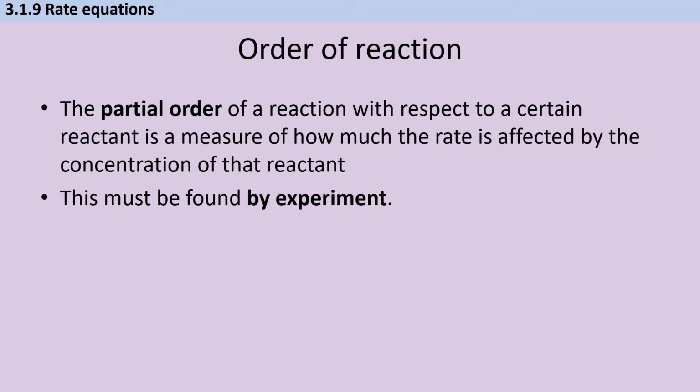So for any reaction, we can work out something called the order of that reaction. And this is the sum of all the partial orders of all the reactants in that reaction. With me so far? So the order of reaction is basically a way of telling us if I change the concentration of this particular reactant, what does that do to the rate? Is it like we learned at GCSE where I double this and that doubles the rate? Or does it have no effect at all?